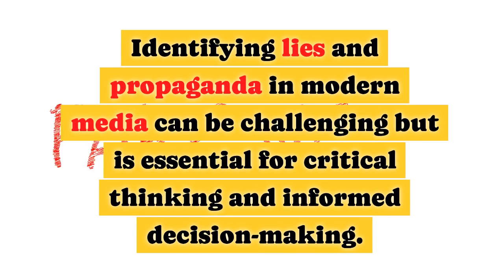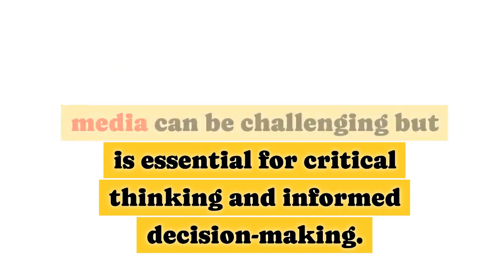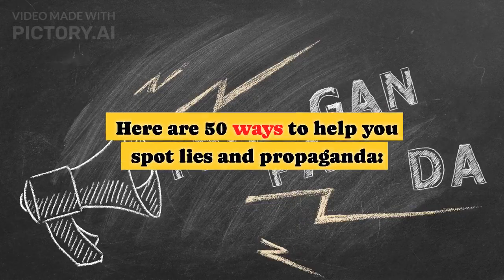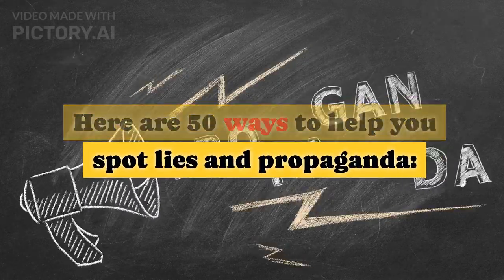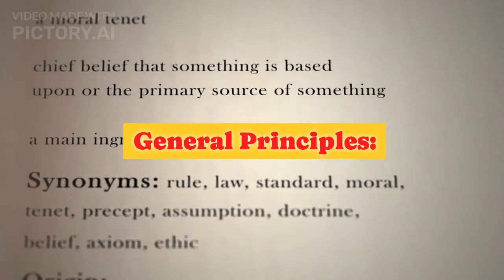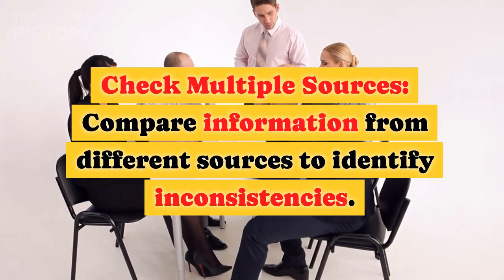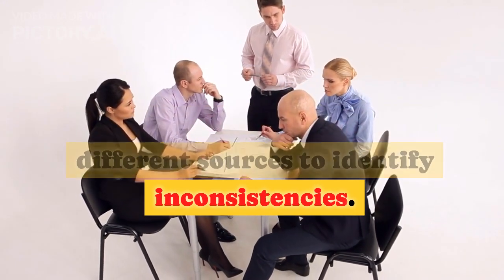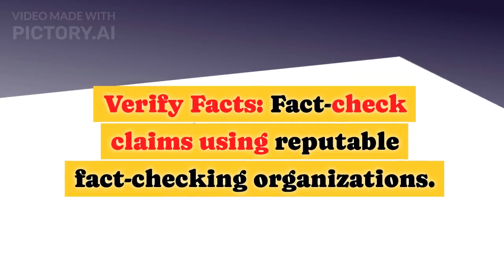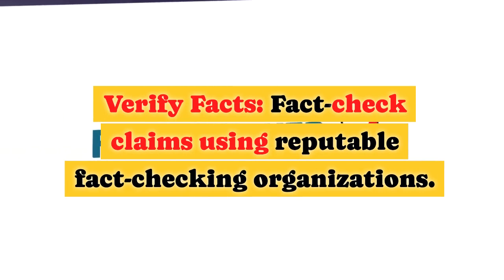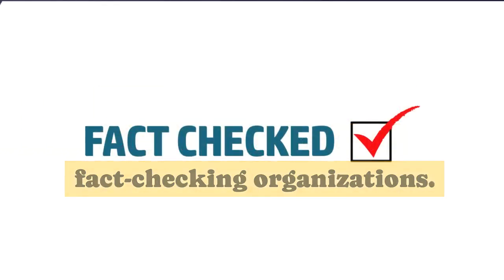Identifying lies and propaganda in modern media can be challenging but is essential for critical thinking and informed decision-making. Here are 50 ways to help you spot lies and propaganda. General principles. Check multiple sources. Compare information from different sources to identify inconsistencies.